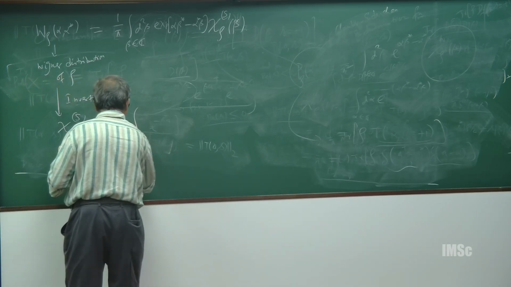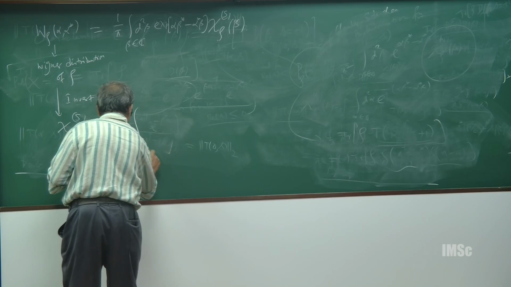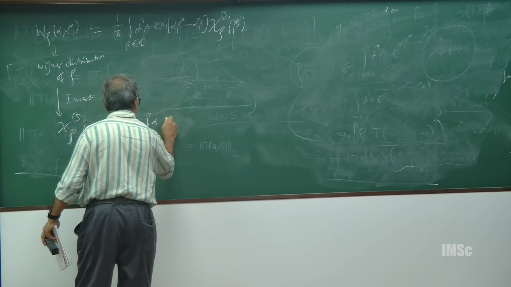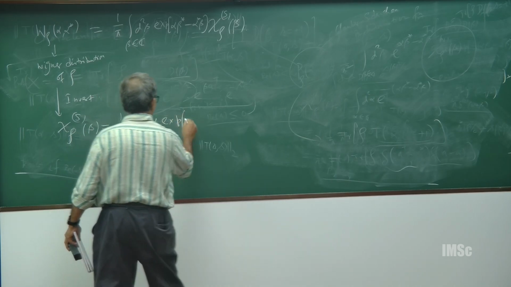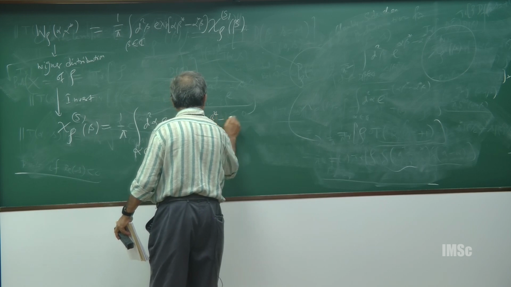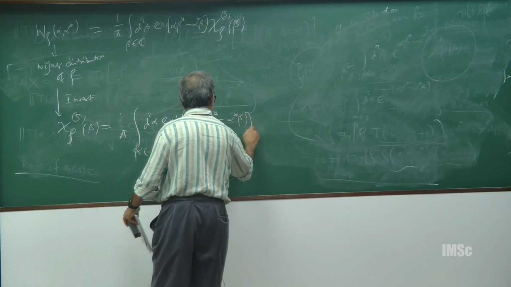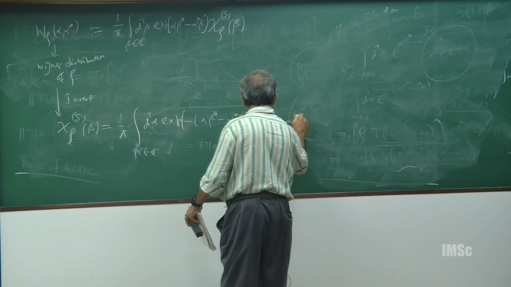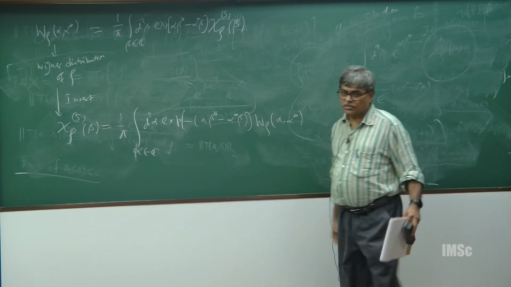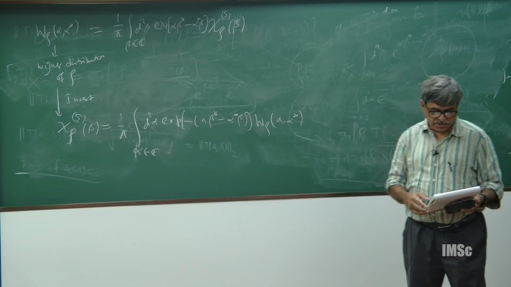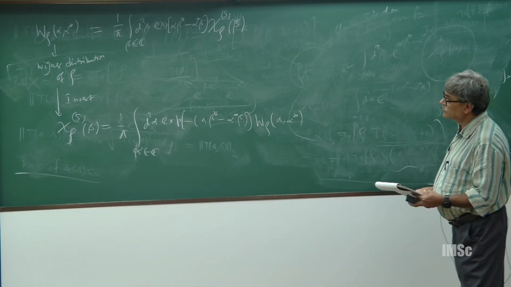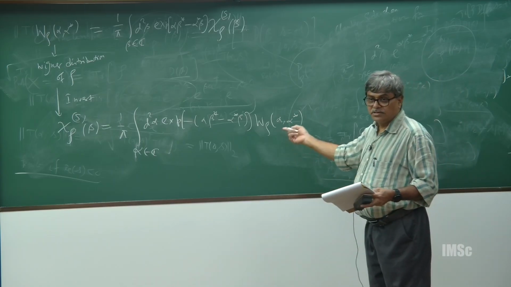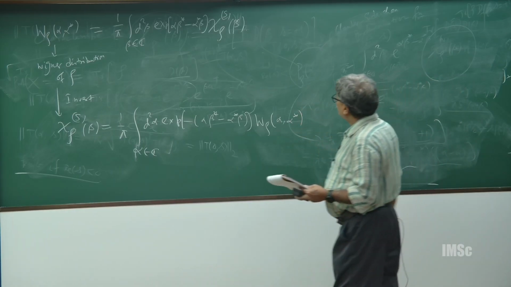The same factor will come, minus alpha beta star minus alpha star beta, then W rho alpha alpha star. Okay. So, this is the inverse characteristic function. Is this fine?